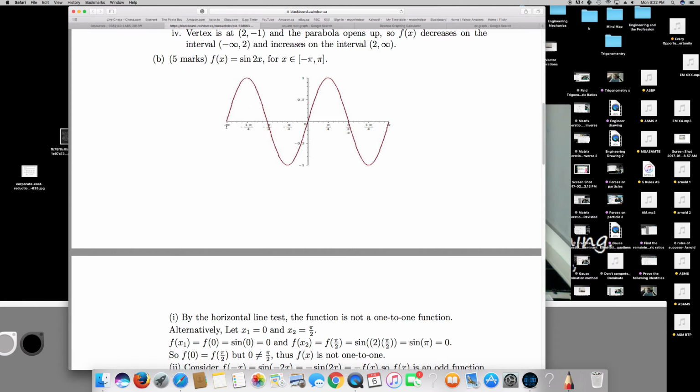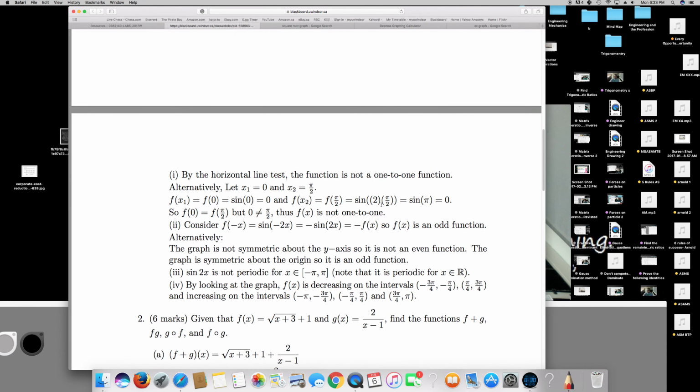So increasing is going to be minus 5 to negative 3 5 by 4, and if you see this graph, minus 5 by 4 to 5 by 4 is increasing, and 3 5 by 4 to 5 is increasing. And for decreasing, negative 3 5 by 4 to negative 5 by 4 is decreasing, and 5 by 4 to 3 5 by 4 is decreasing. So those are the two intervals that are decreasing.